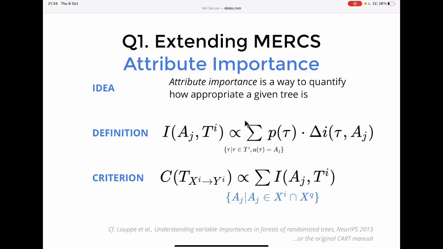And then our criterion is basically a sum of those attribute importances. But sum over what? Well, we sum the attribute importances of each attribute that occurs both as an input of the decision tree and as an input of the prediction task given to us by the user. So if this quantity equals 1, that means that your decision tree is completely appropriate to use given the query provided to you by the user. If this quantity equals 0, then that means that your tree is completely inapplicable.